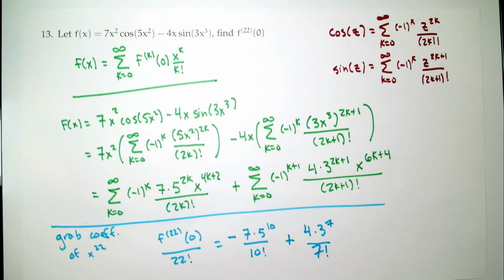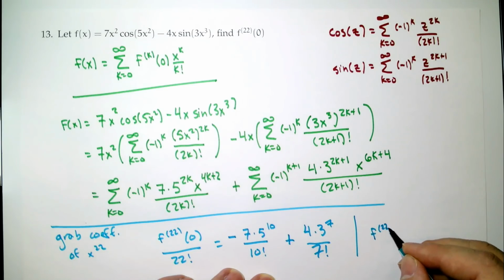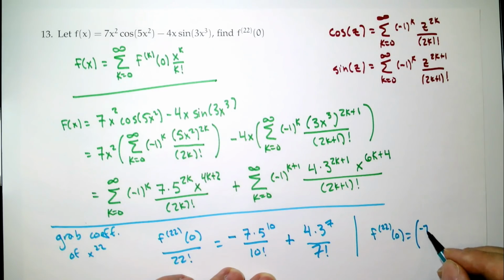And now we're almost done. The last thing we have to do is, we want the 22nd derivative, and I have found the 22nd derivative divided by 22 factorial. So to finish off my answer, what do I do? Multiply both sides by 22 factorial. So my final answer: negative 7 times 5 to the 10th divided by 10 factorial plus 4 times 3 to the 7th over 7 factorial, that whole thing multiplied by 22 factorial.